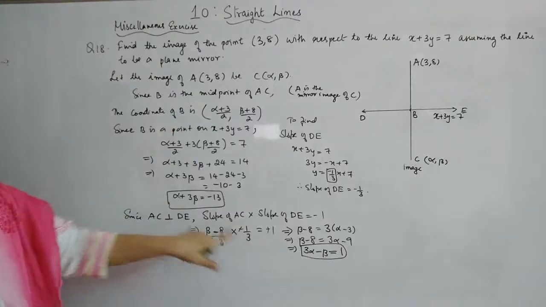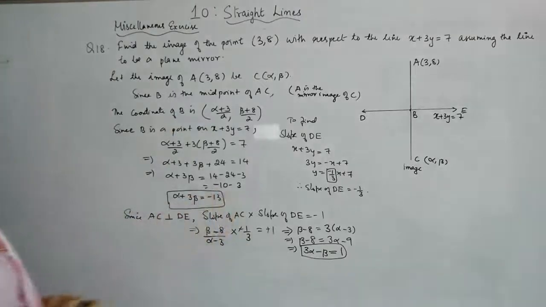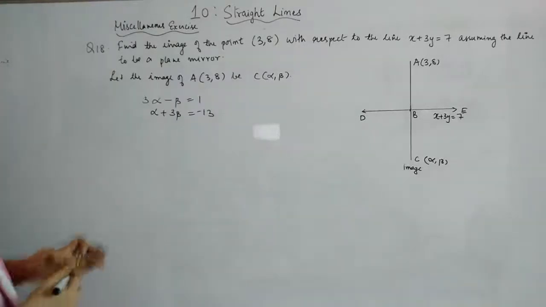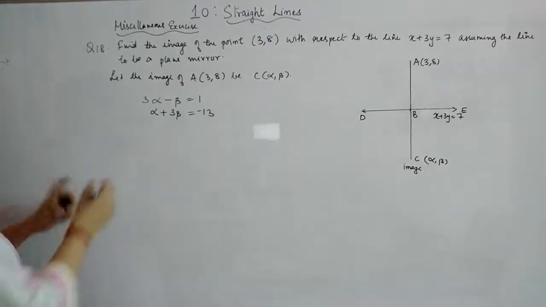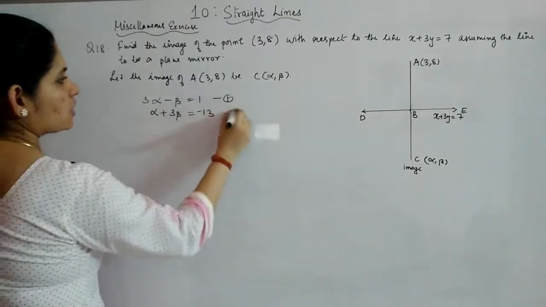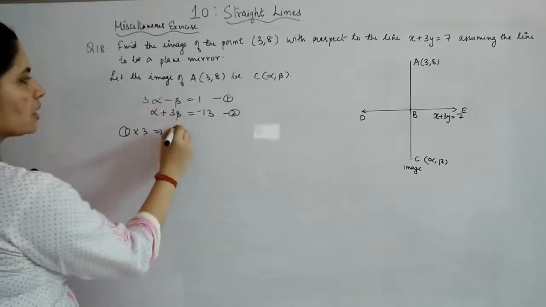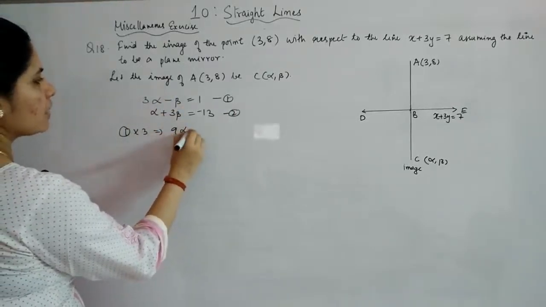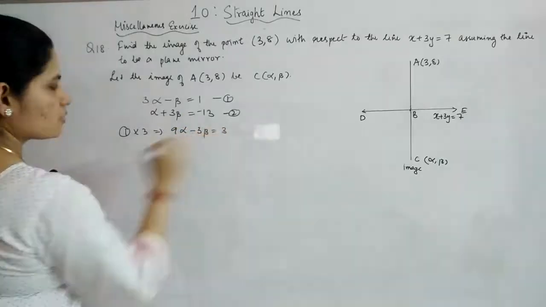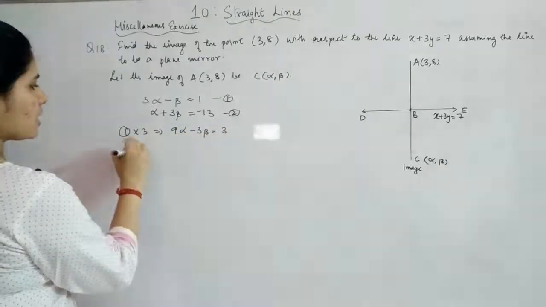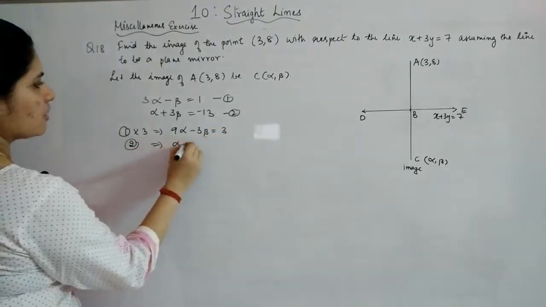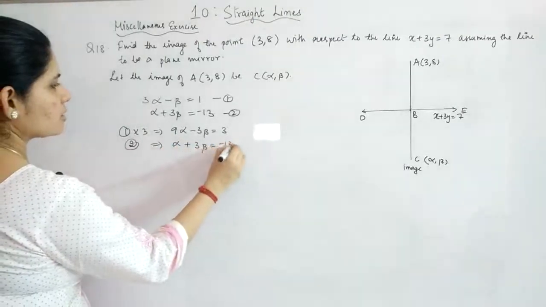Now you have to solve these two equations, equation 1 and equation 2. So the two equations I have written. Now we will solve these two equations. Suppose equation 2 into 3 will give you, the coefficients we are making equal, 9 alpha minus 3 beta is equal to 3. And the first equation as such we are writing. So this is alpha plus 3 beta is equal to minus 13.